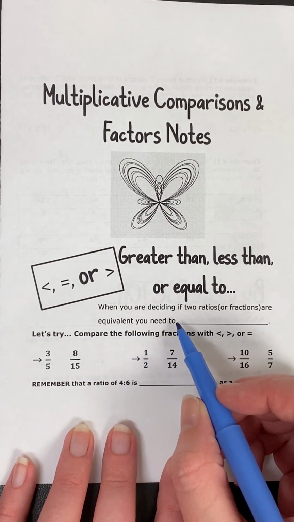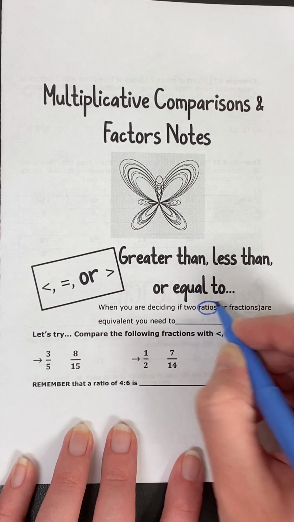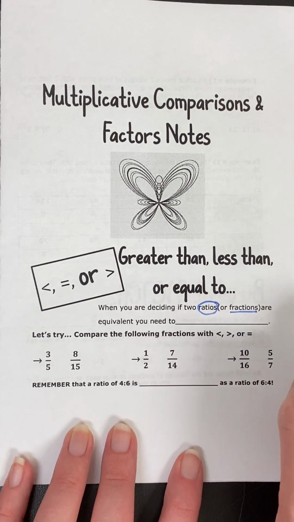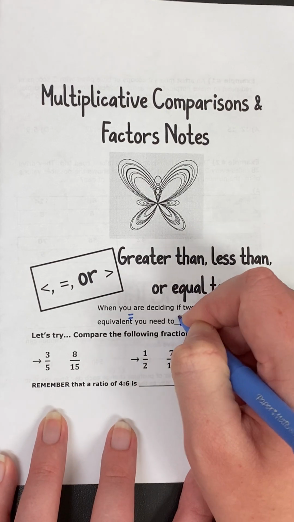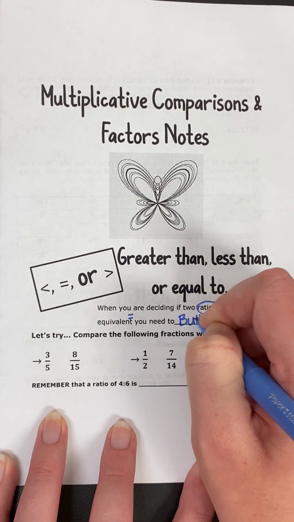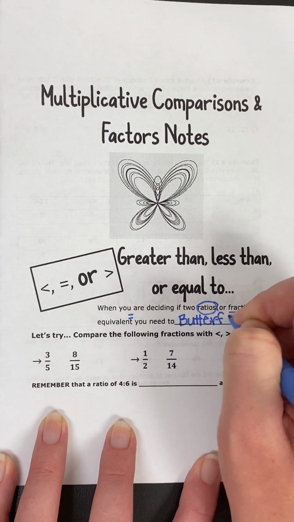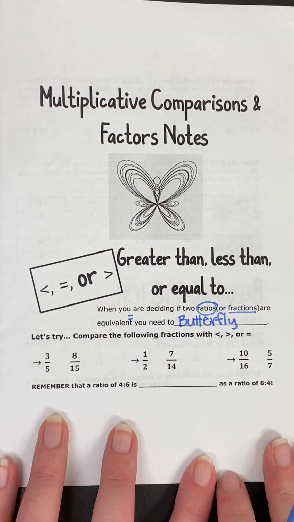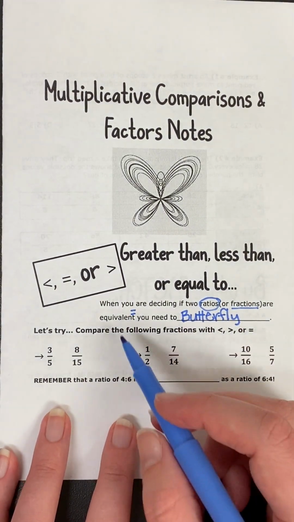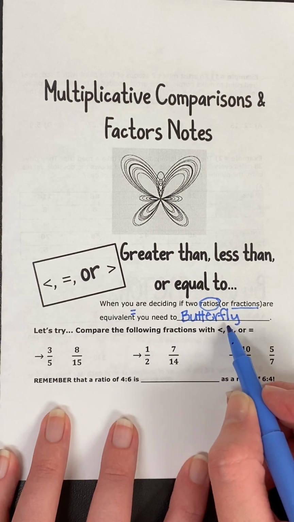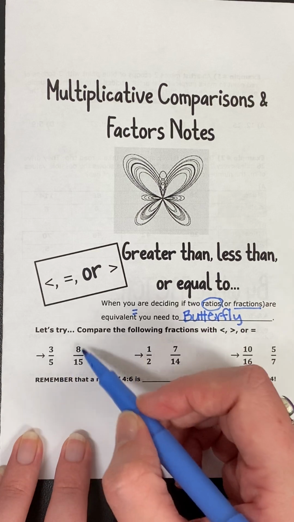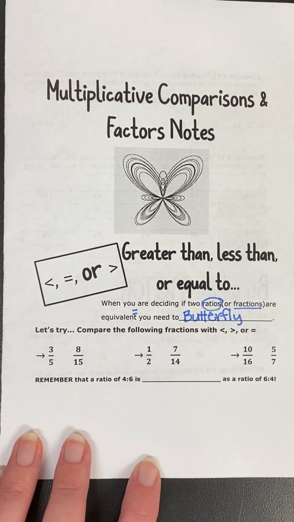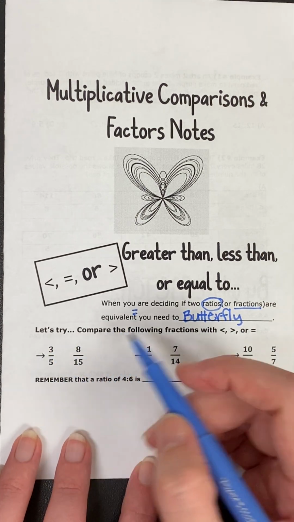It says when we are deciding if two ratios, which can also be written like fractions, are equivalent, so if they're the same, we need to use the butterfly method. You should have already been taught butterfly, but we're going to review it. So it says we're going to compare the following fractions with our symbols. So the way butterfly works is we go corner to corner, okay? And this is only if we're trying to see which one is bigger.